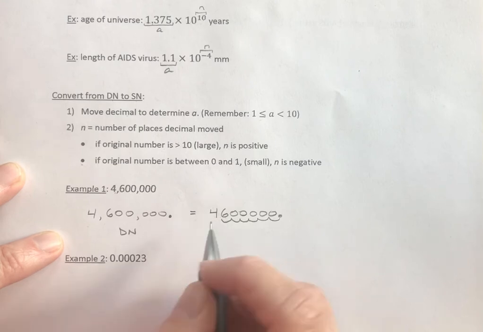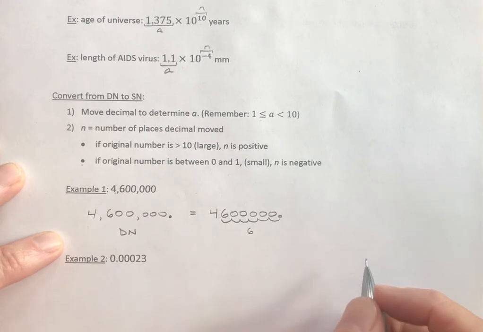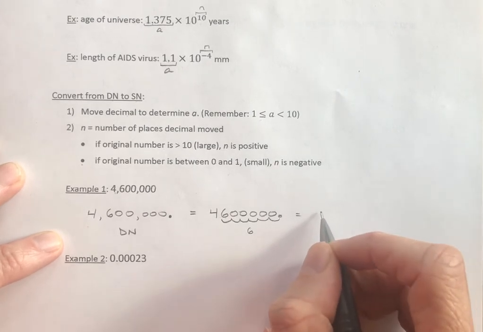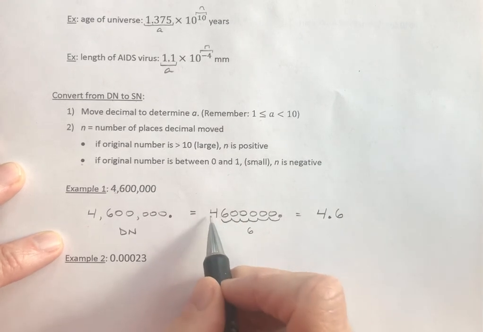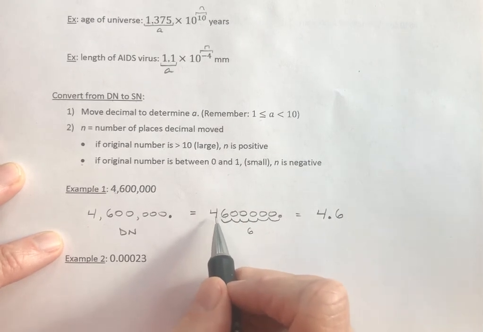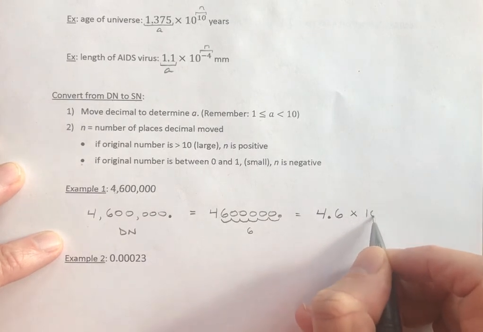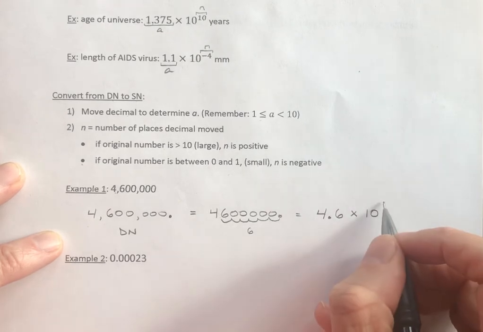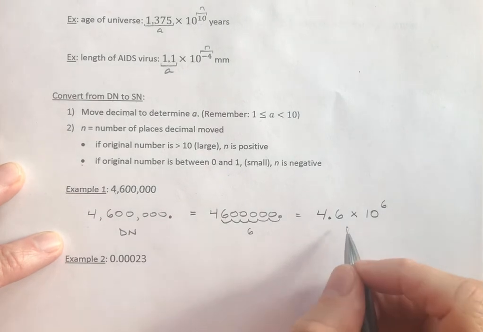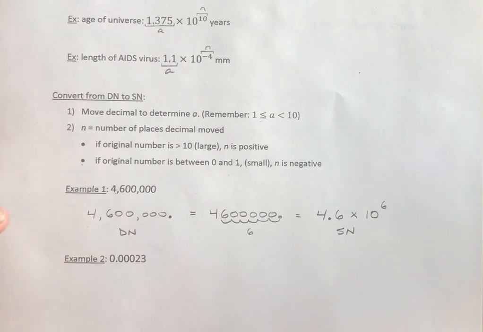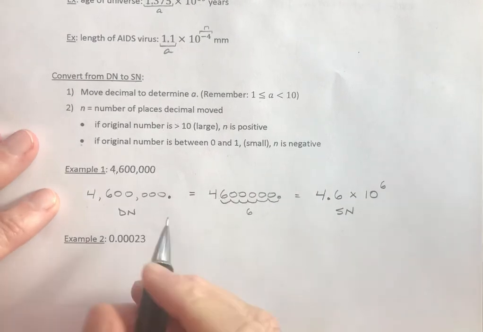4.6 is the number between 1 and 10. Notice I moved it 6 places. So my scientific notation is 4.6, and normally you keep tabs on the numbers that are non-zero, and then we'll say times 10. It moved 6 places, and of course it was a large number, so it's a positive 6, and this is scientific notation. Let's take a look now at a small number.